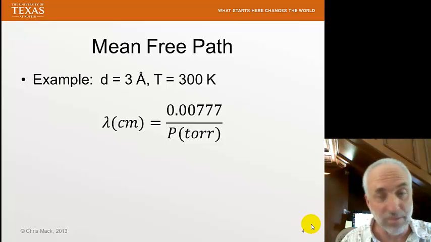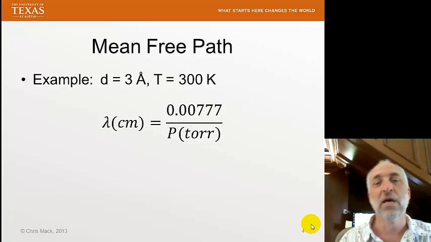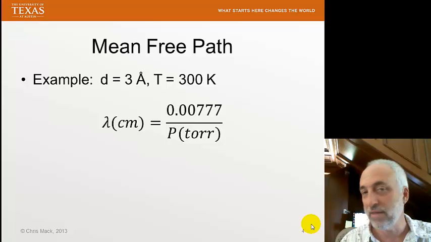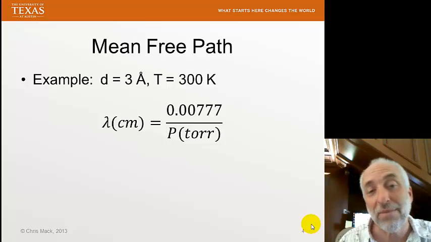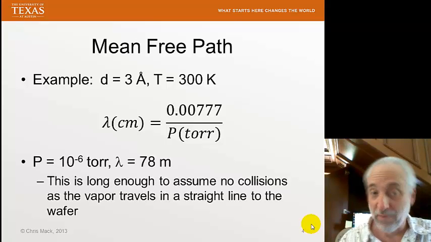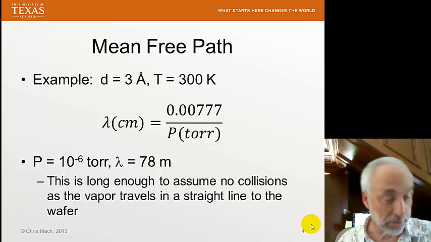0.00777 divided by the pressure in torr. Probably don't need 3 significant figures here. We usually want to know what the mean free path is to 1 significant figure, maybe 2, but 1's probably good enough. So, for example, if you use a fairly high vacuum of 10 to the minus 6 torr, we see that our mean free path is about 80 meters.